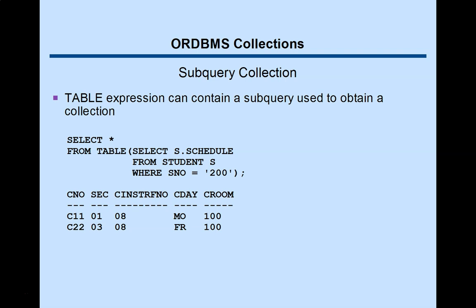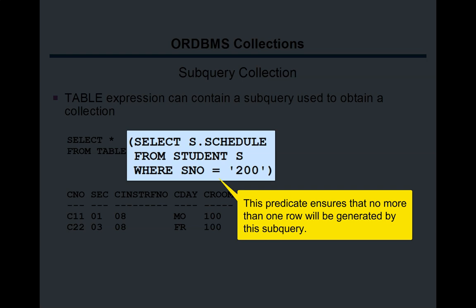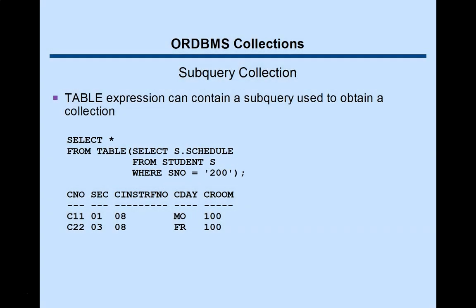Here the subquery is selecting the schedule column from the student table. Student is the parent or containing table, and schedule is the column that contains the nested table collection. Notice the predicate in the subquery. It identifies exactly one row, the row where student number is equal to 200. So for that single row, we are returning the schedule, the collection, for that student and that student only. That collection becomes the argument to the table expression, and then we select all of the columns or attributes from that expression.